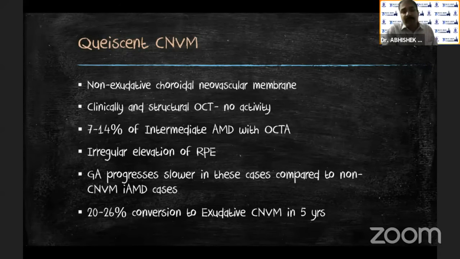But if you investigate with the OCTA, 7 to 14% of intermediate AMD may have such an underlying membrane. Its role is thought to be protective for the RPE. What they have noticed is that if you treat these patients with anti-VEGFs, or if there is an intermediate AMD without this kind of a lesion, geographic atrophy is faster in those cases. Geographic atrophy is slower in cases where you have this kind of a quiescent CNVM underlying the RPE. 20 to 26% of these may convert to exudative CNVM in 5 years' time, so a close watch is warranted. No active intervention is warranted when there is no leakage on the structural OCT.